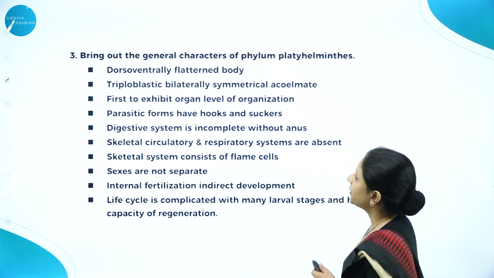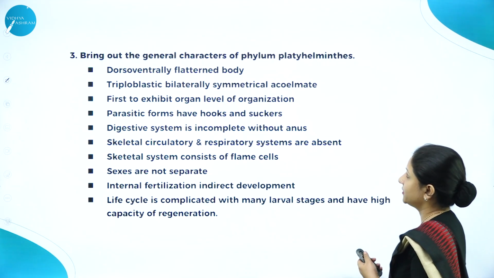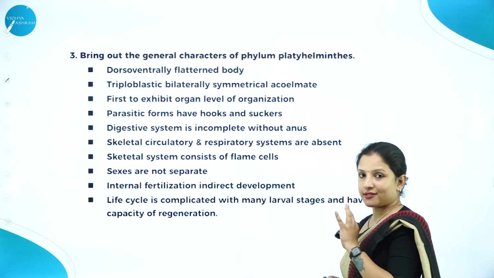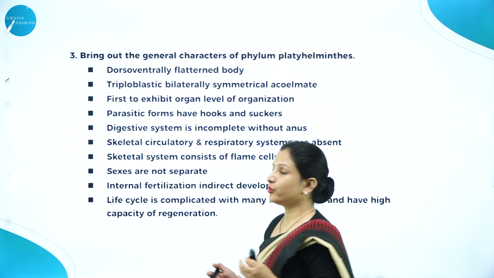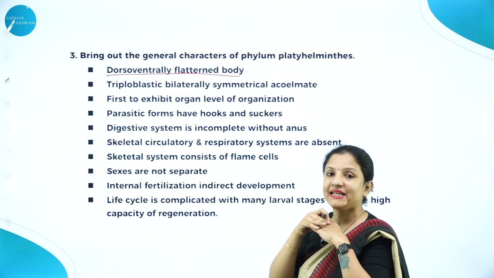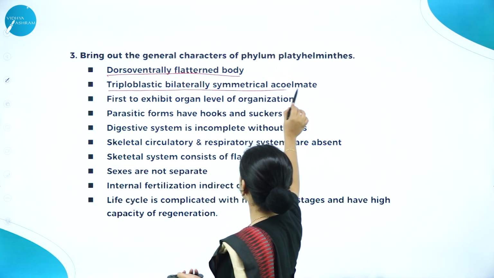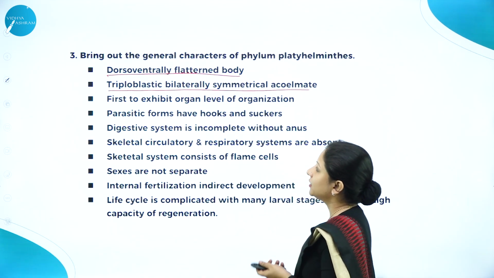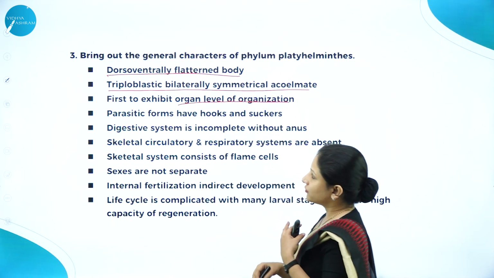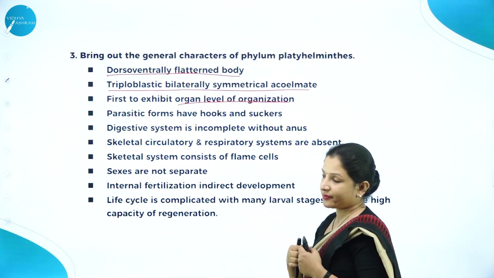Next question, bring out the general characteristics of phylum Platyhelminthes. Platyhelminthes means they are flatworms. This point is very important. They are dorso-ventrally flattened, meaning their upper and lower bodies are completely flat. They are triploblastic, bilaterally symmetrical, and acoelomate. Next, they exhibit organ level of organization. Even if you don't write all of those, mentioning some of the peculiar characteristics is very important.